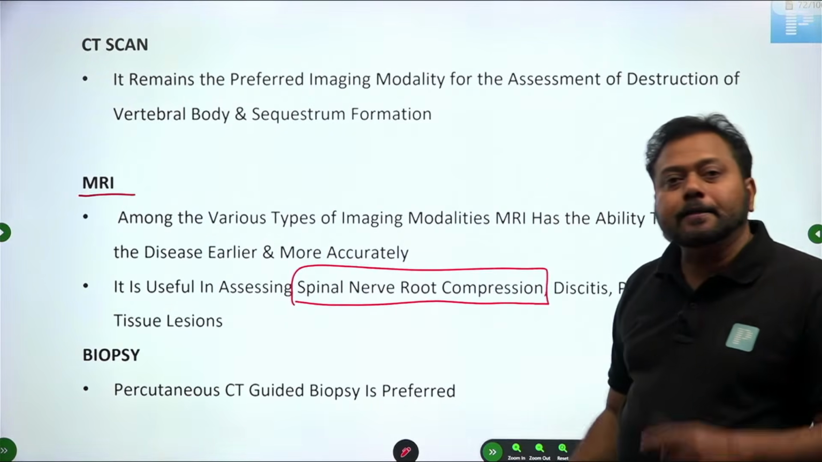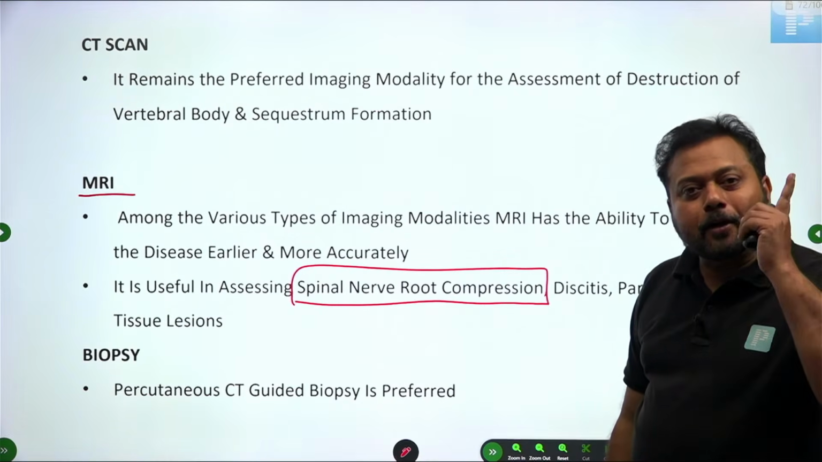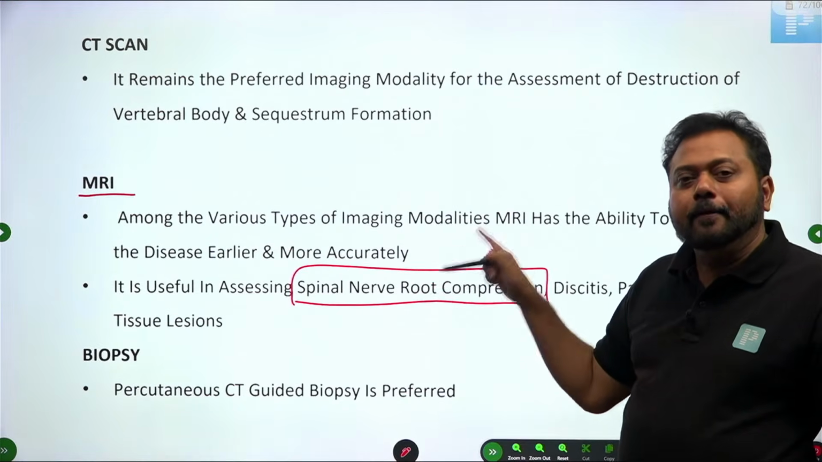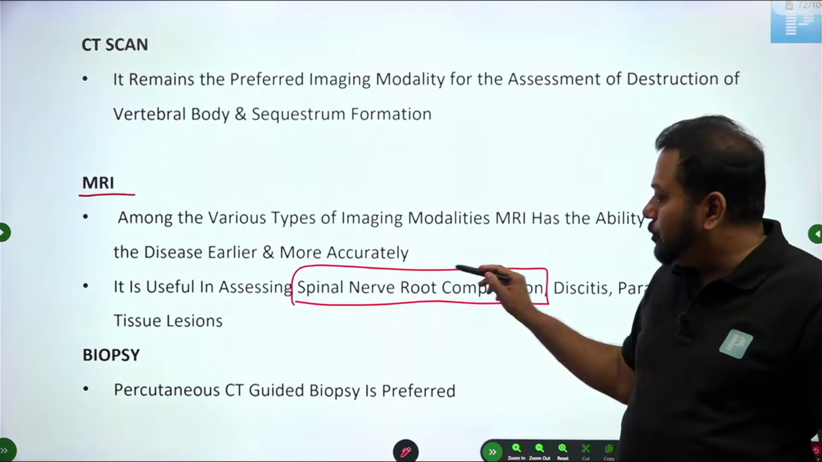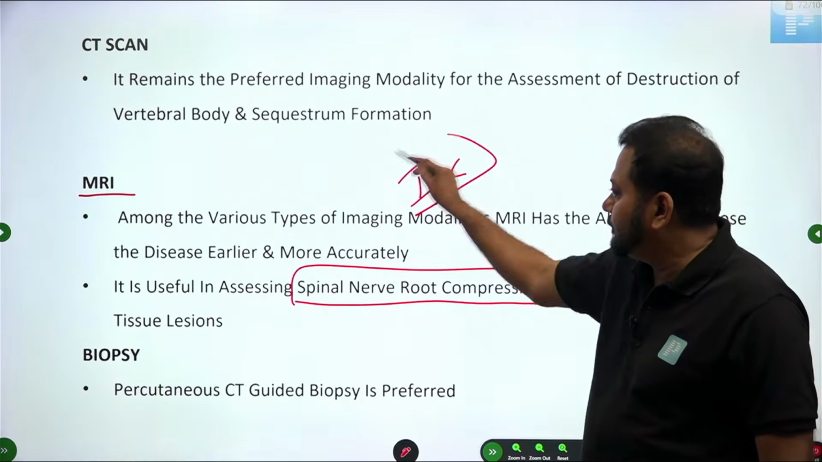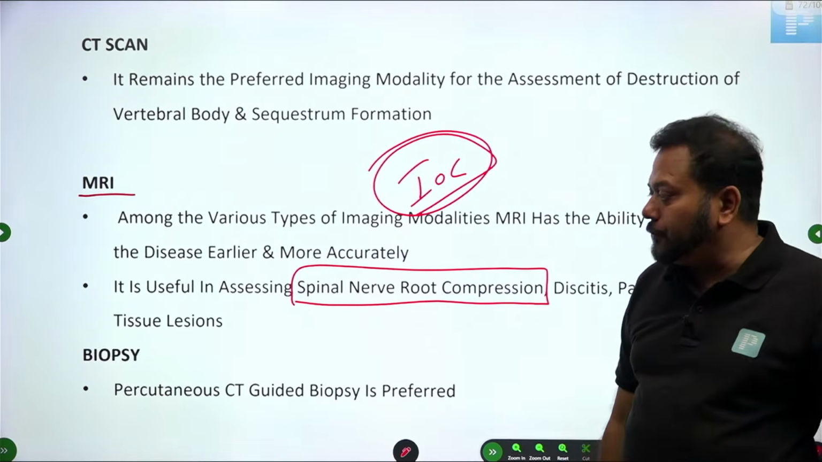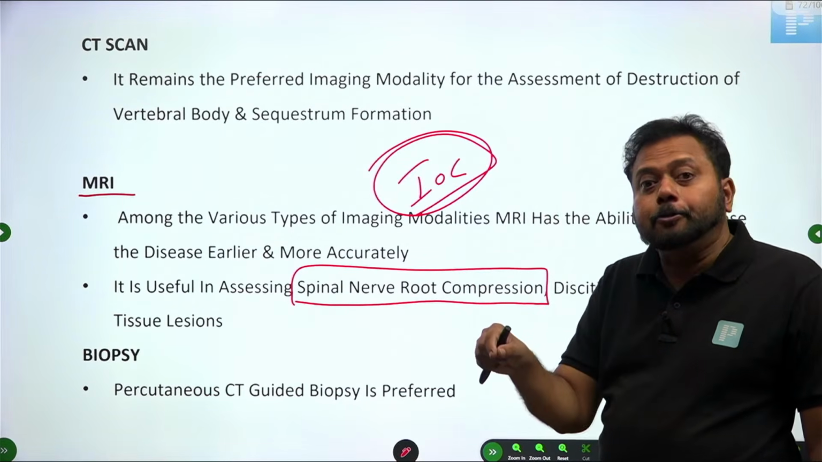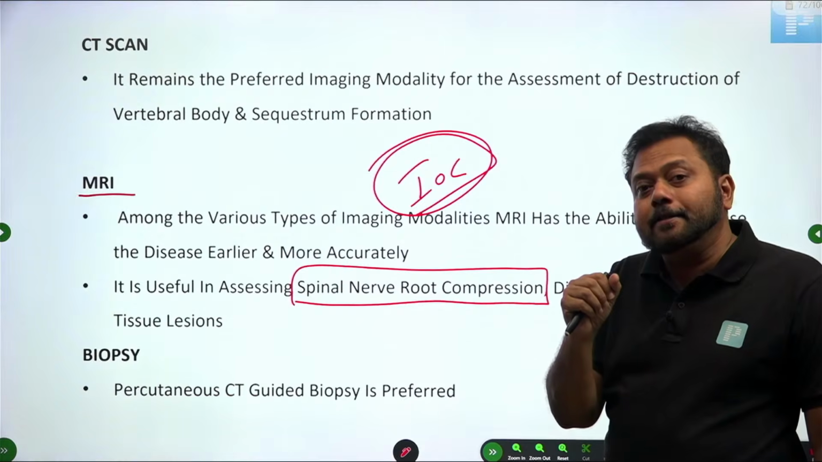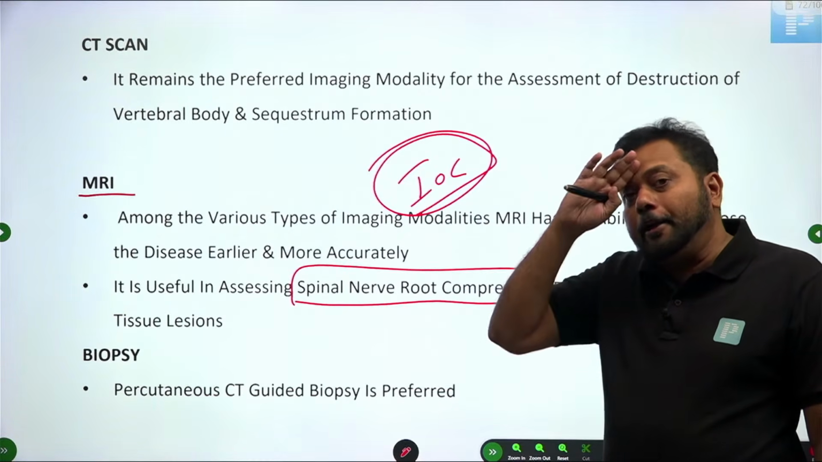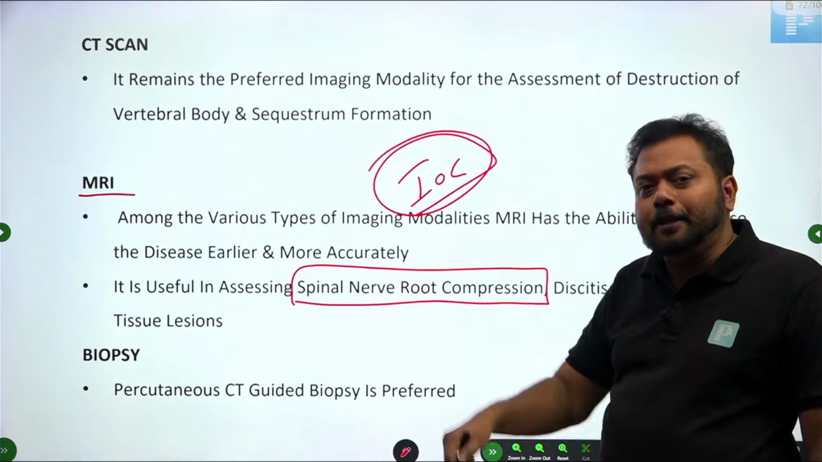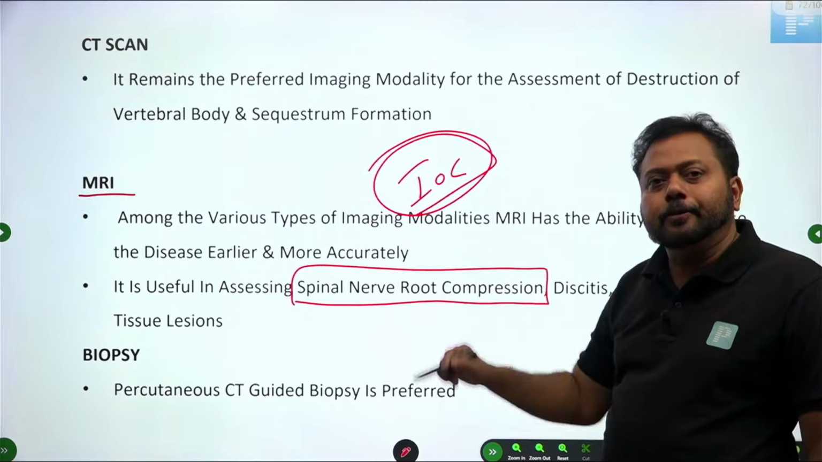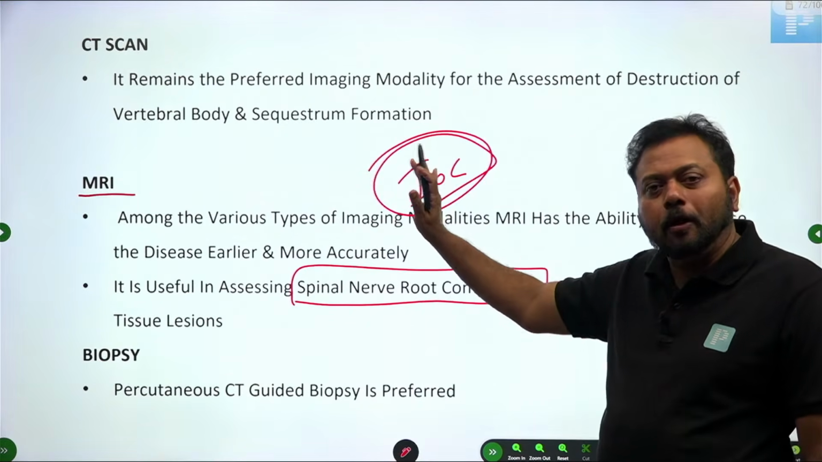CT scan cannot assess spinal nerve root compression. X-ray cannot assess spinal nerve root compression. Only MRI will tell you at the earliest whether the spinal nerve root is compressed or not. So MRI is the investigation of choice. Of course, when you take a biopsy, put it under a histopathological slide and see Langhans giant cells, that is 100% confirmative. But biopsy is an invasive investigation. MRI is non-invasive. So this is the best investigation for Pott spine.